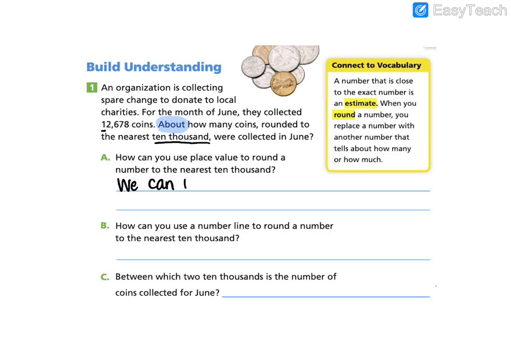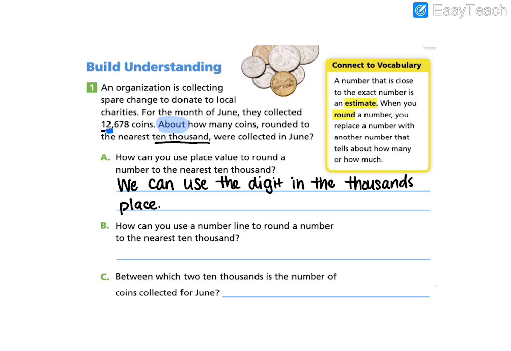So we can use the digit in the thousands place. So that would mean we are looking at this digit of 2,000s. Now letter B is going to give us another option of how we can round. It says, how can you use a number line to round a number to the nearest 10,000? I really like using number lines to round.